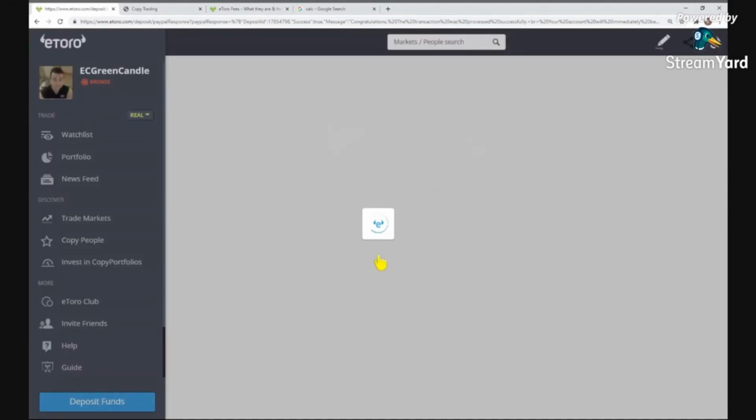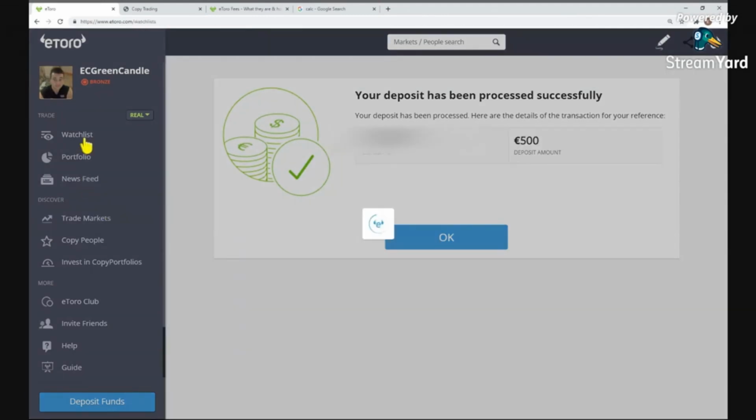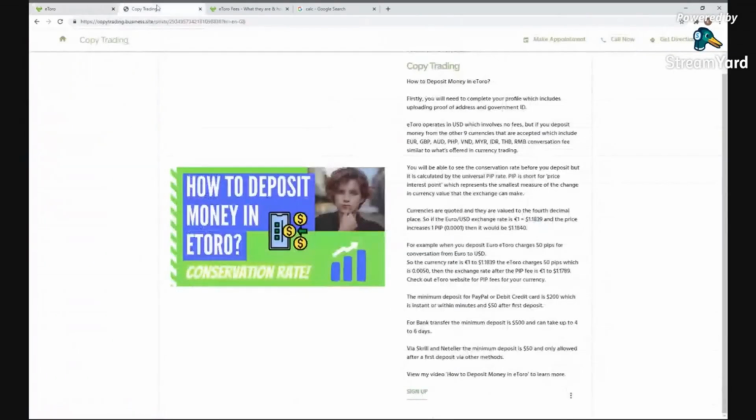Right, there we go. Your deposit was processed successfully. You have a deposit ID and deposit amount. I already have about 500 in my account, so it'll bring me up to 1,000. So I'll have a bit over 1,000 for day trading, and I'll build up on that every month. So that's done. I hope that answers everyone's questions.